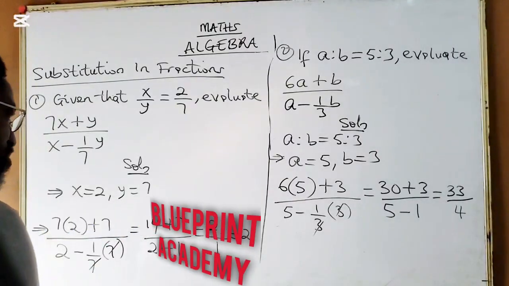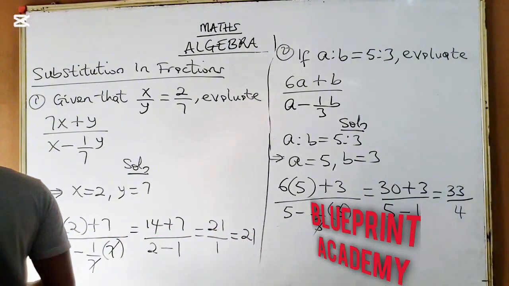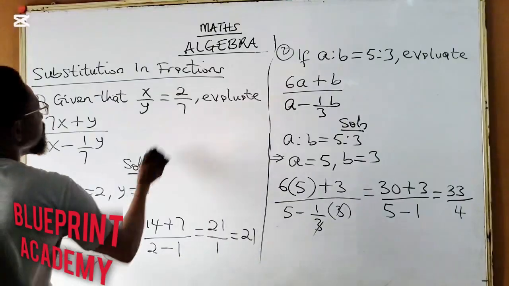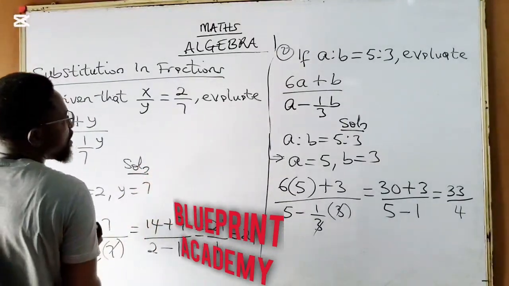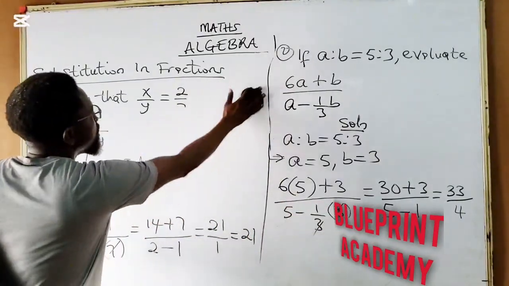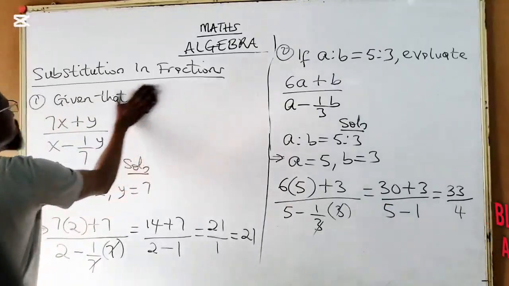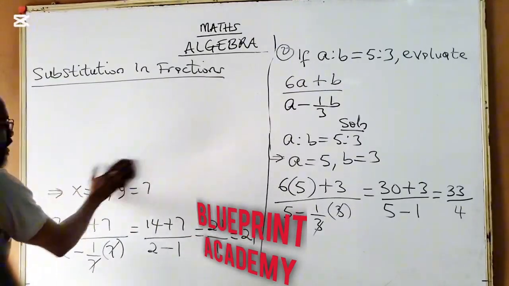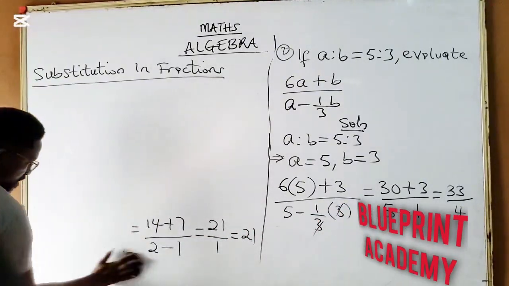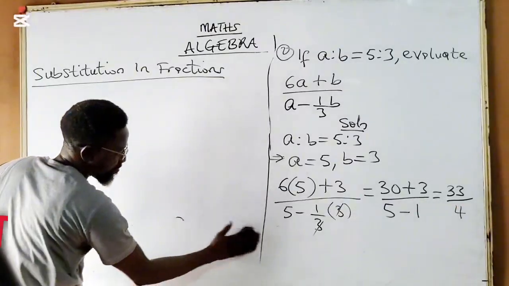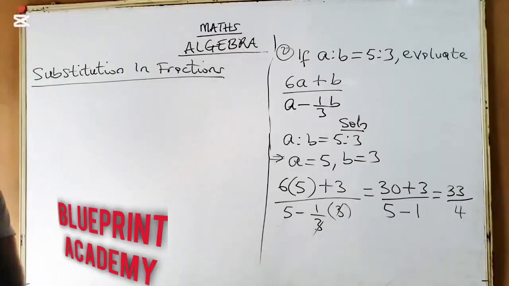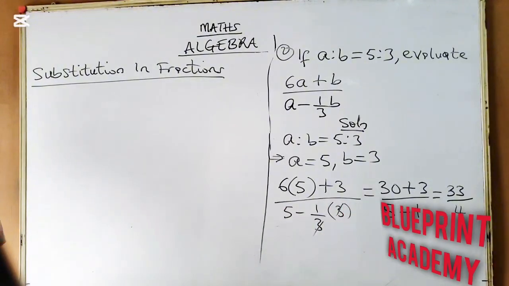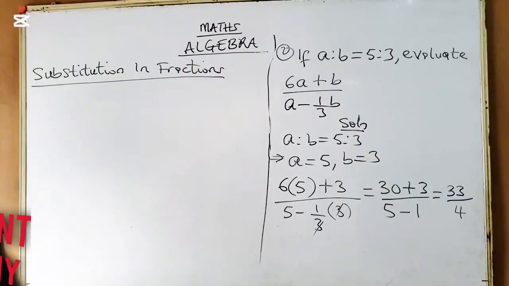You can leave the answer in that form as 33 over 4. Or you can write it in decimal. You can also give the answer in decimal, depending on what you have if you are writing an objective exam. Or you can put it in mixed numbers. So whichever you prefer, depending on what you are asked to do. So let's proceed. Let's look at example 3.